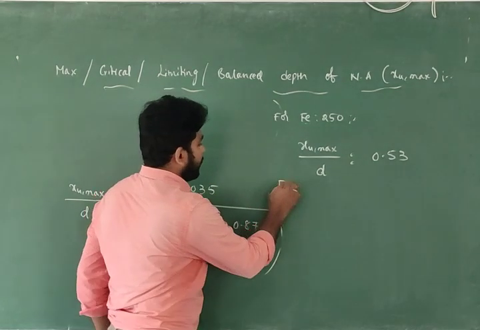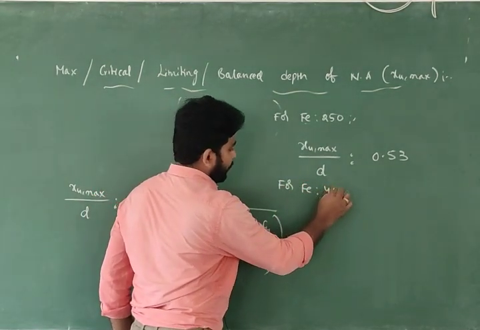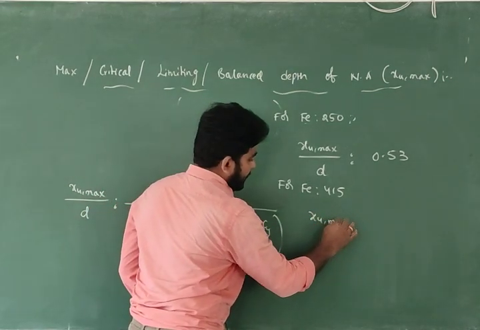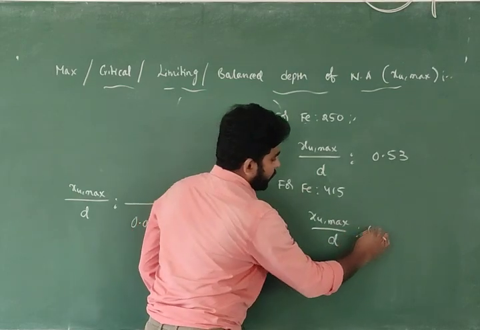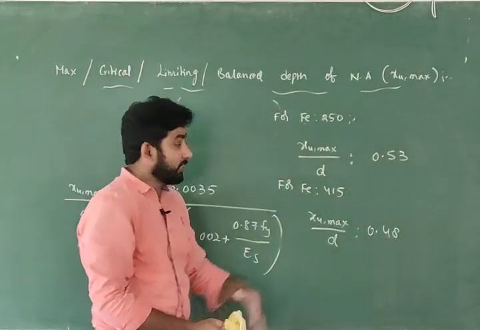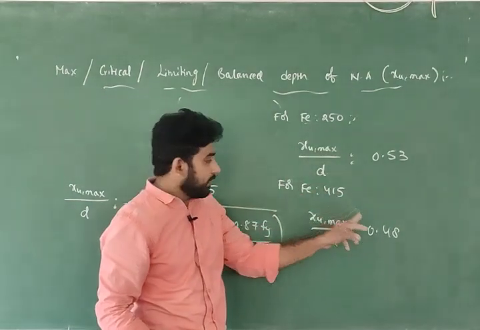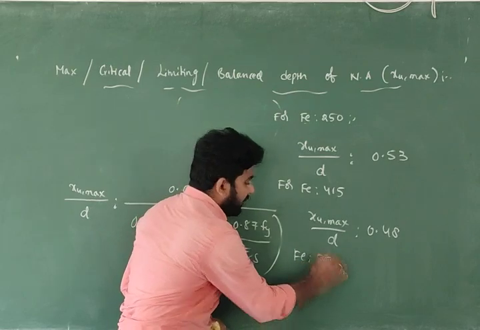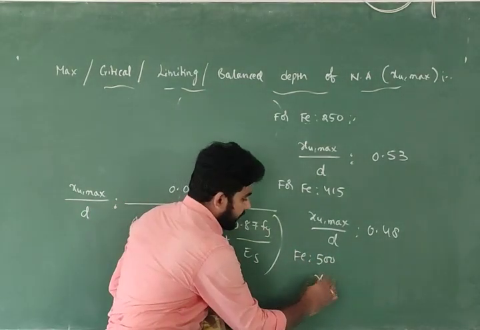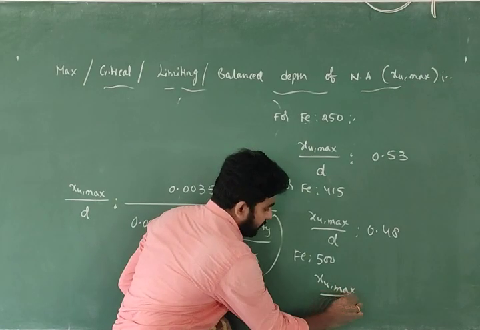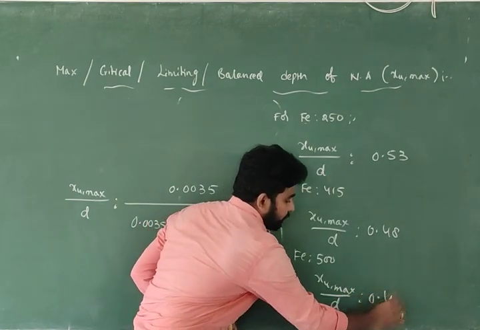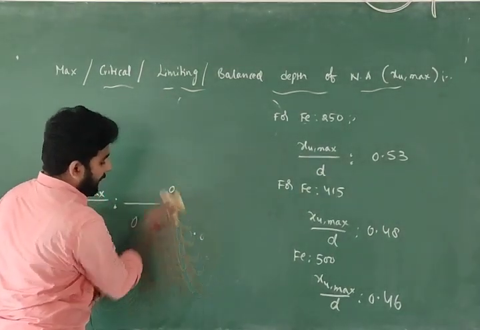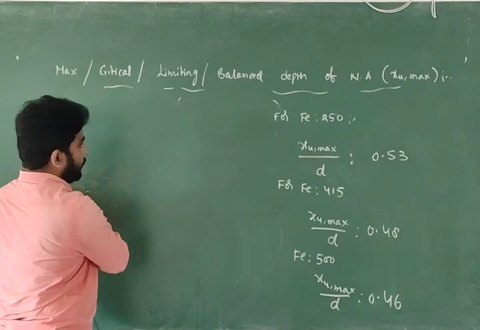For example, if you substitute Fe 415 here in place of Fy, then your value of xu maximum by d is 0.48, decreasing. If the grade is increasing, your value is decreasing. Next, you substitute 500 the same way, then your xu maximum by d is 0.46. So these are the final values of your maximum depth of neutral axis.